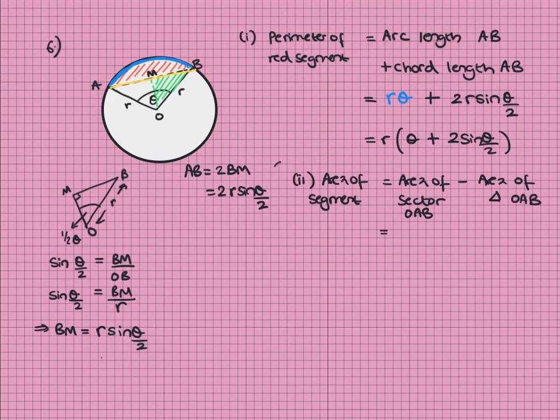Now the area of the sector is of course a half r squared theta, and the area of the triangle is a half AB sine C, so a half multiplied by r multiplied by r multiplied by the sine of the angle between them. This time we're working out the area of the whole triangle, so we're using the whole angle theta here, and if we factorise out a half r squared, we have theta minus sine theta inside the bracket, which is what is required in the question.